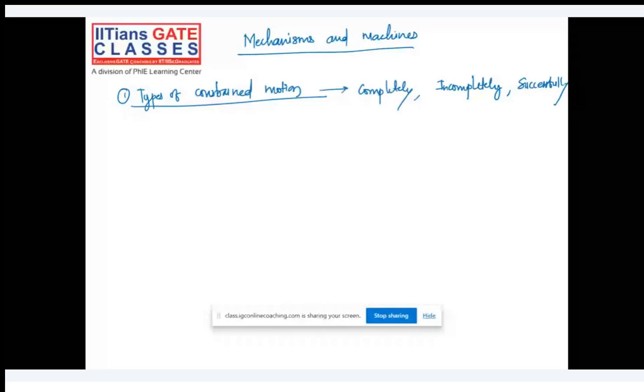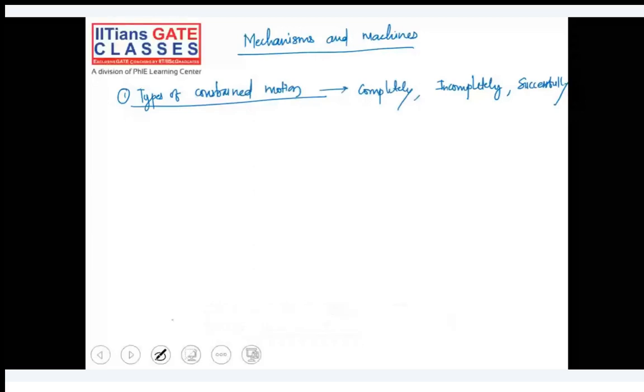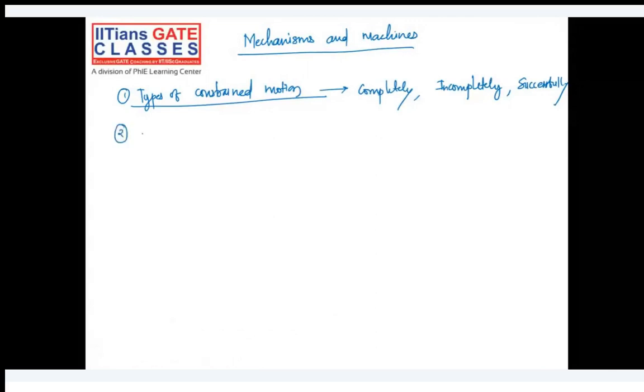Here there are a lot of types, like sliding pair, turning pair, rolling pair, screw pair, or spherical pair. Depending on what kind of motion you have, the type is there. The name itself indicates the meaning of it. Sliding pair will have sliding motion, turning pair will have turning motion, and so on. We'll not go into the details as we already studied it.